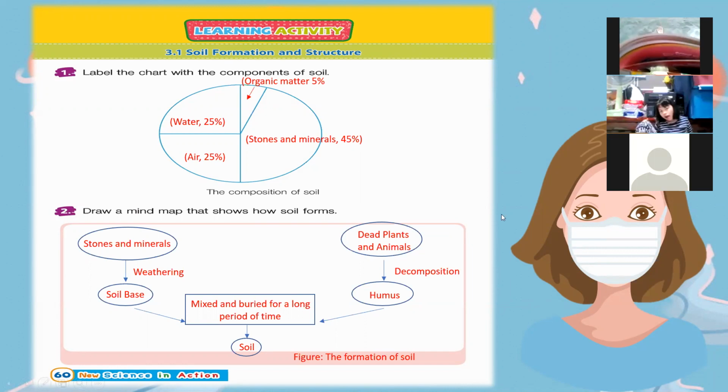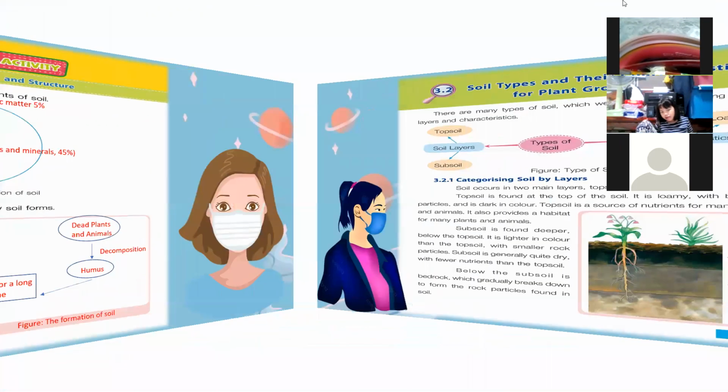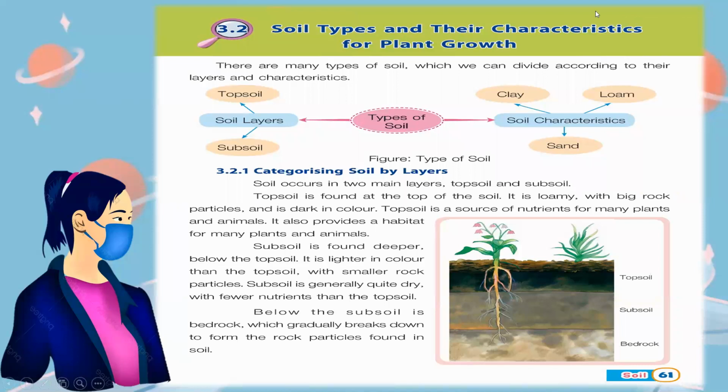Okay. Now here, let's learn about the soil types and their characteristics for plant growth. There are many types of soil, which we can divide according to their layer and characteristics. So the types of soil actually here we have.